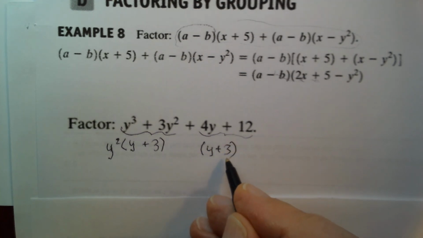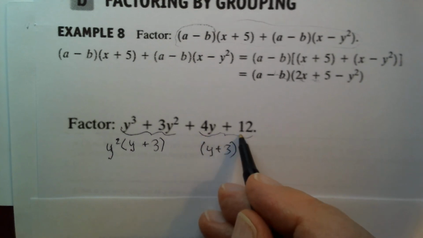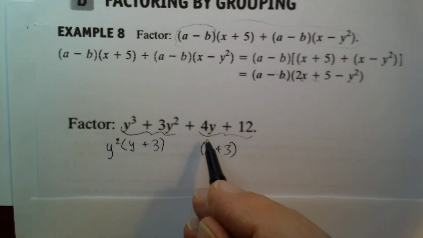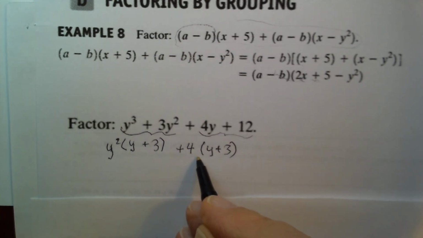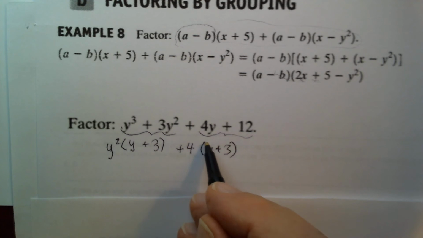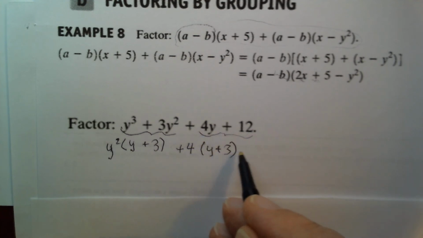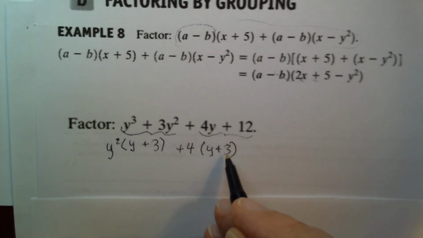So now we just have to ask ourselves, what do we have to factor out from the second group? What's the greatest common factor? Well, you probably notice it's equal to 4, so plus 4. And sure enough, if we check that, 4 times y is 4y, and 4 times 3 is 12.